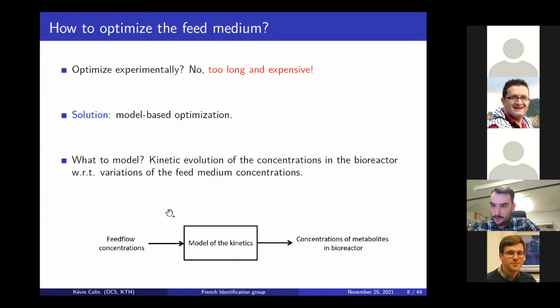the relation between the concentration of the chemical compounds in the feed medium and the concentration of the metabolites in the bioreactor, including the ones inside the cells. And here what we want to model is the kinetics of the chemical reactions that are happening inside the bioreactor. Just for the vocabulary, I'm saying chemical compounds, but I'm also going to use the word metabolites, just to simplify.